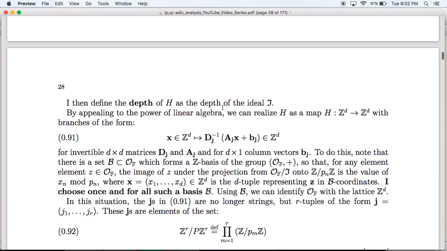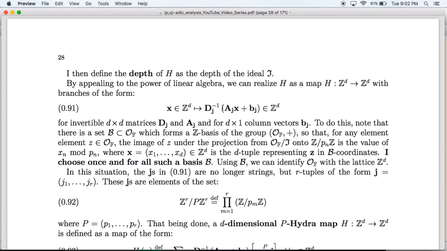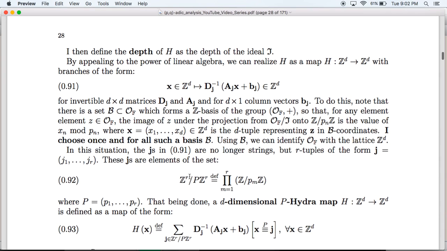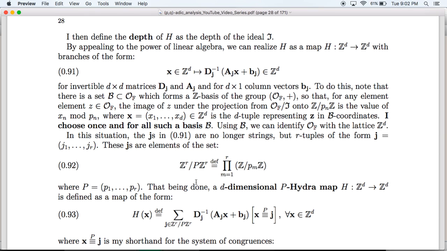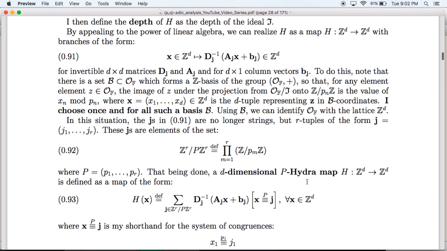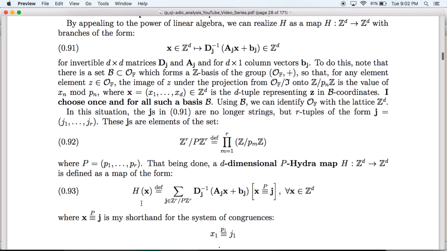So instead of indexing our j's by the values 0, 1, up to p minus 1, we're going to be indexing them over the quotient of the lattice like this. That being said, a d-dimensional p-Hydra map is defined as a map of the following form. It's H of x, where we sum over all j where the nth component of j ranges from 0 to p_n minus 1.